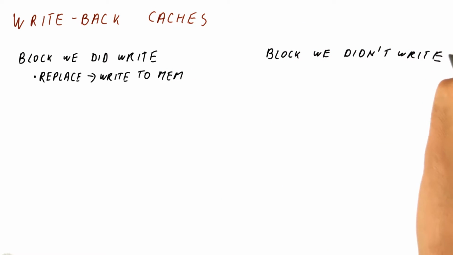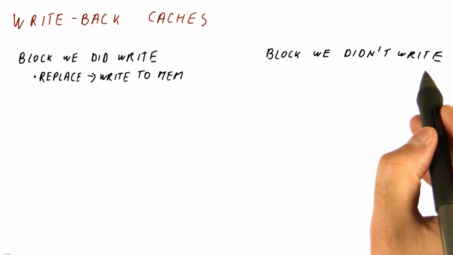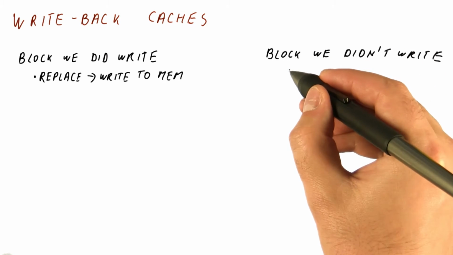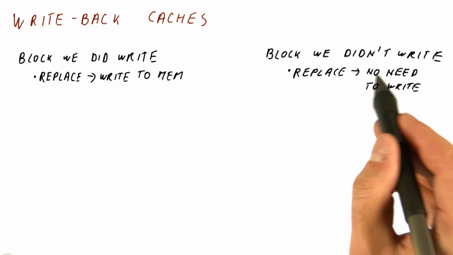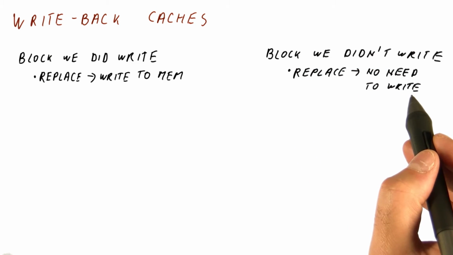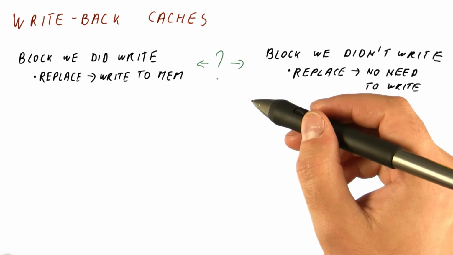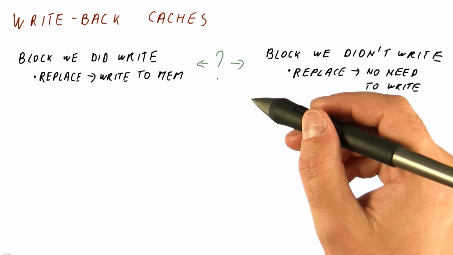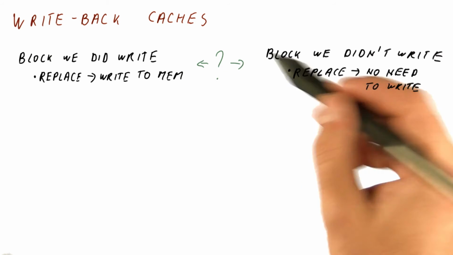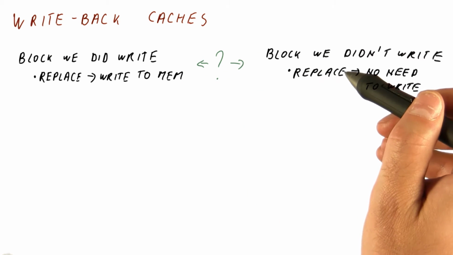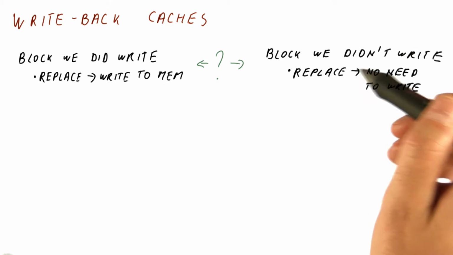But we can have a block that we didn't write since we last brought it from memory. That block has only been read since we brought it in. In that case, when we replace, there is no need to write that block back to memory. But how do we know which one of these we have? One choice that we might make is that we don't want to know. We'll just write every time that we replace the block.